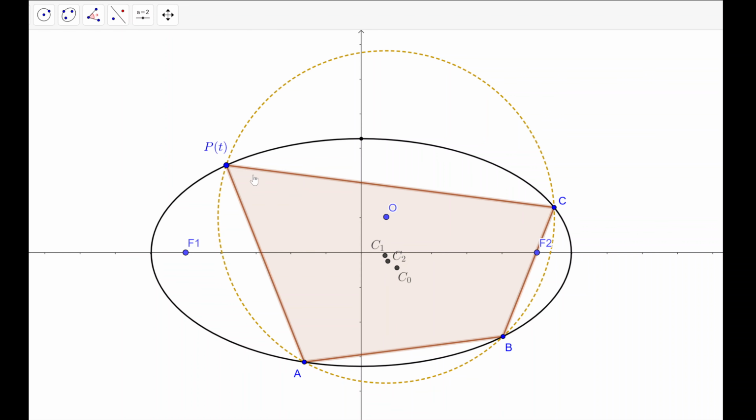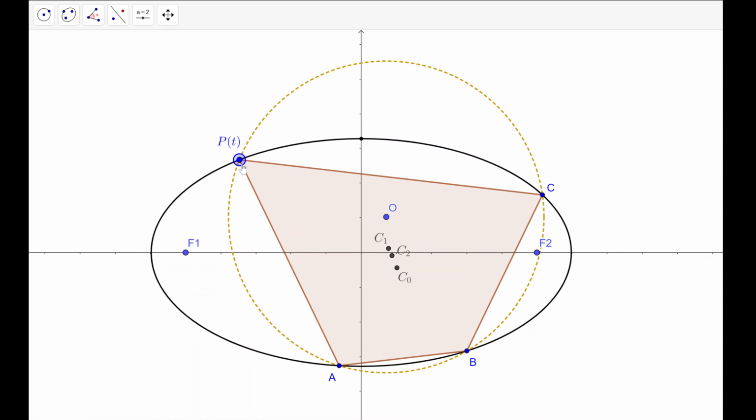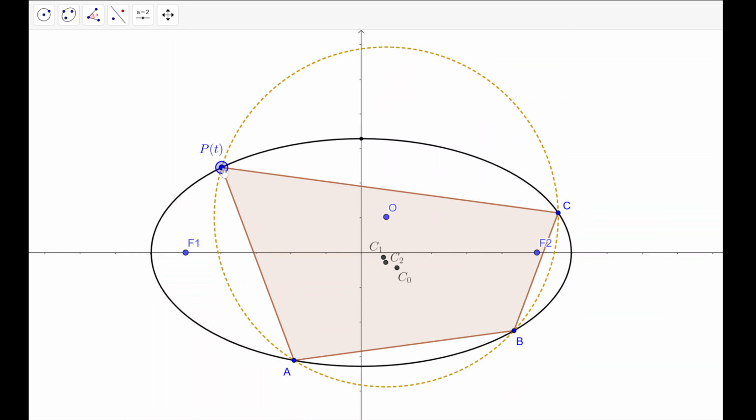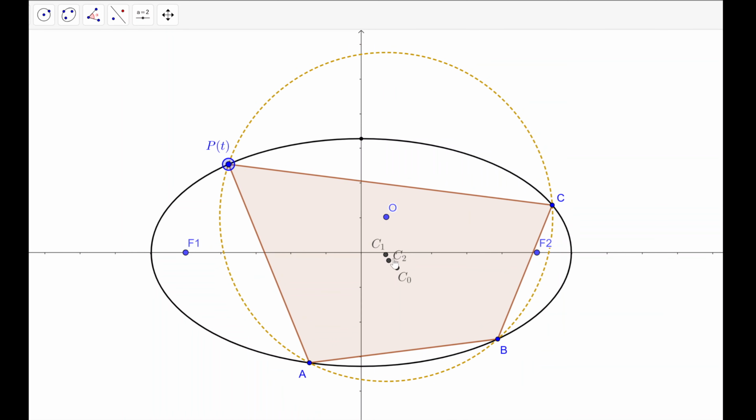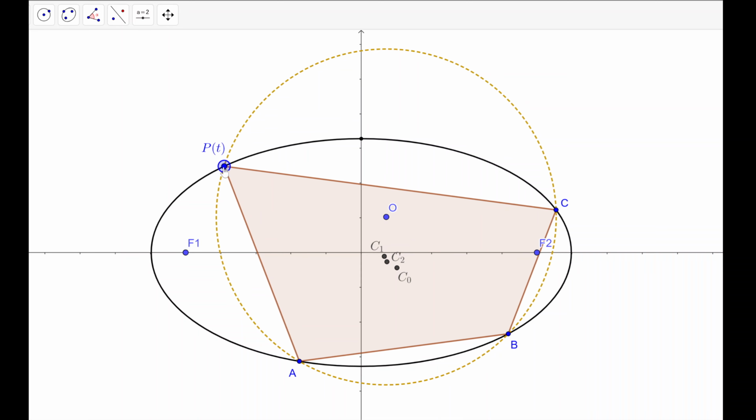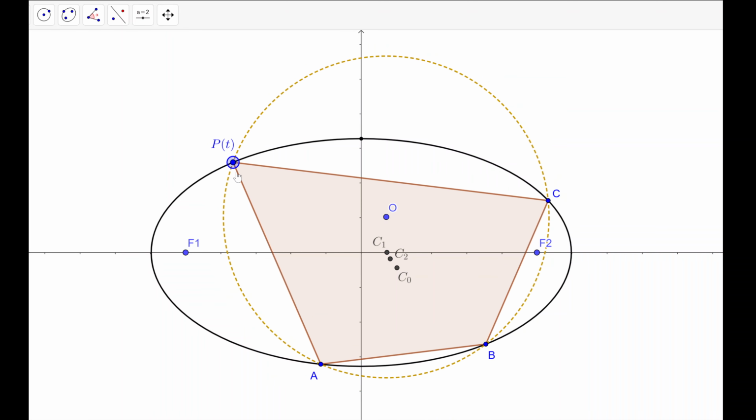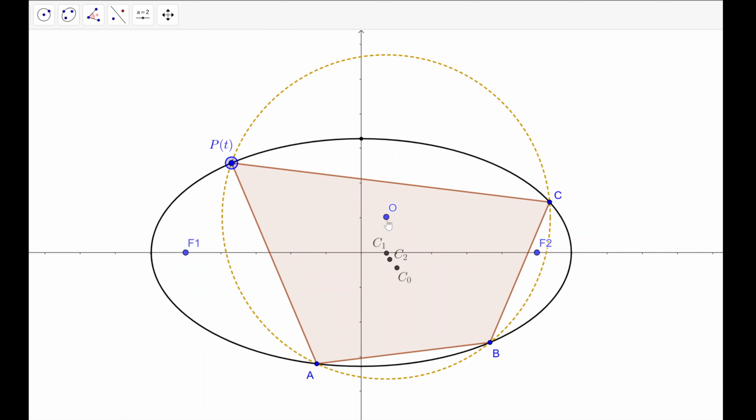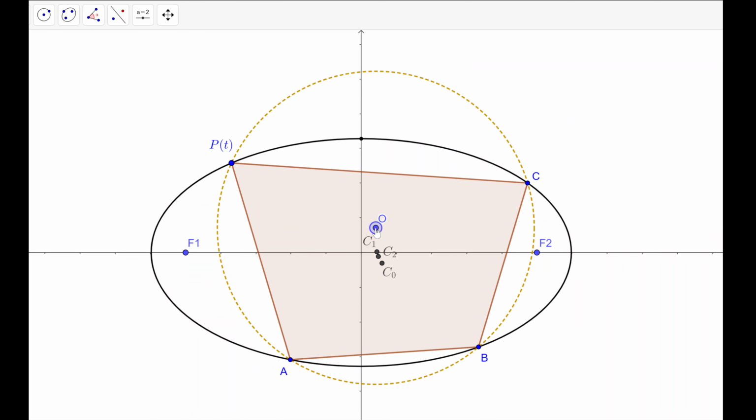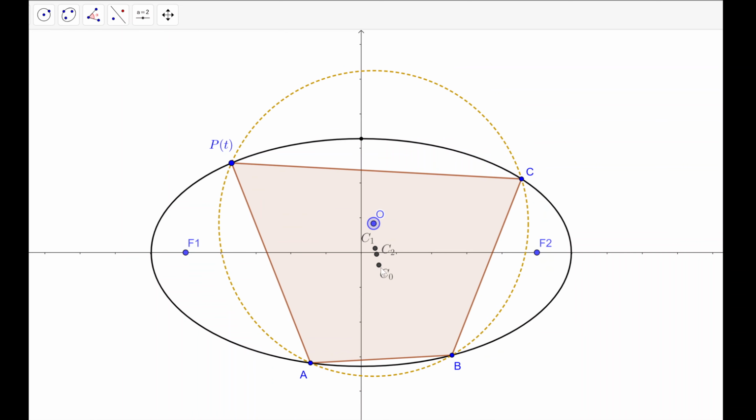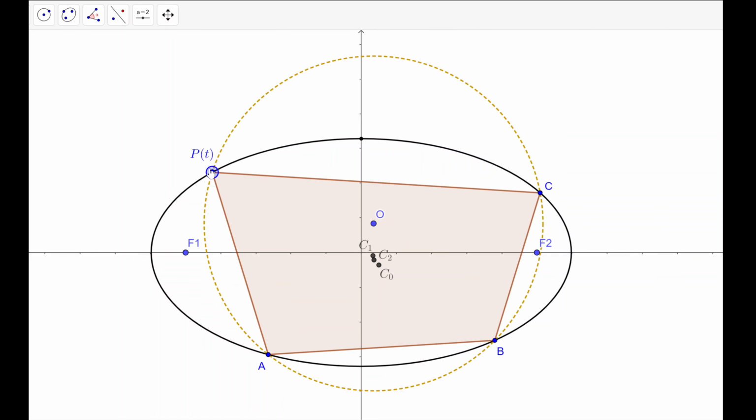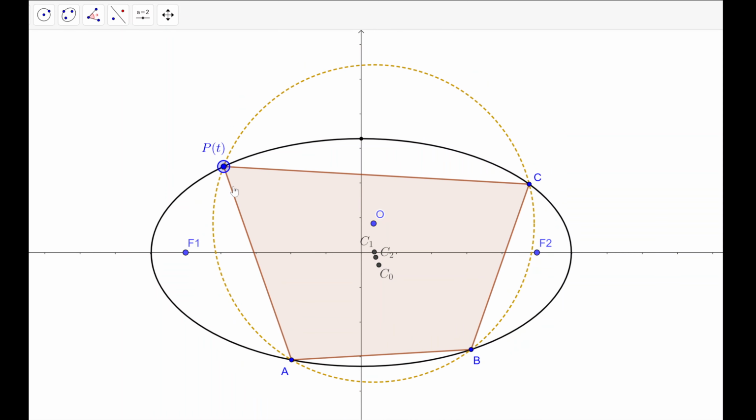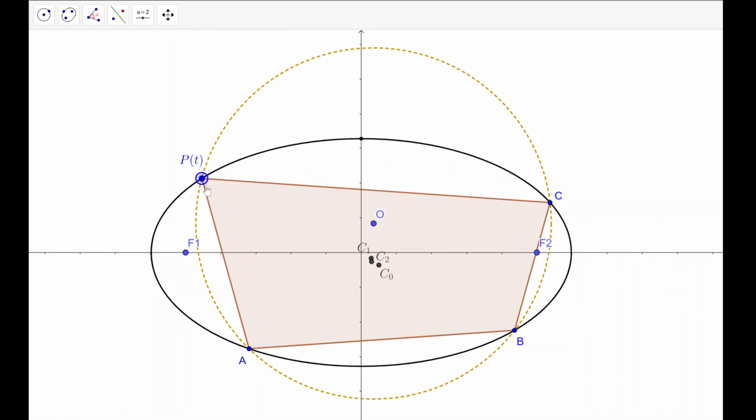Now one interesting phenomenon that we've observed here is that as I slide P sub t on the boundary, while C sub 1 and C sub 2 move, C sub 0, the simple average of the four vertices of this family of quadrilaterals, seems to remain stationary. We don't know why that is. Of course, if I move O around, the fixed position of C sub 0 will change, okay? But over the quadrilateral family, it remains stationary.